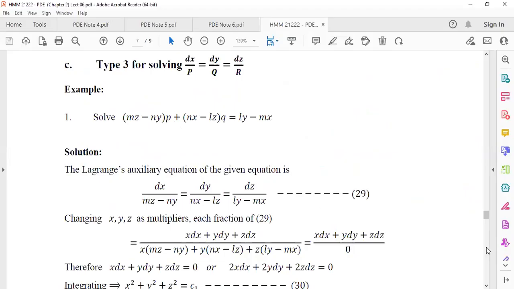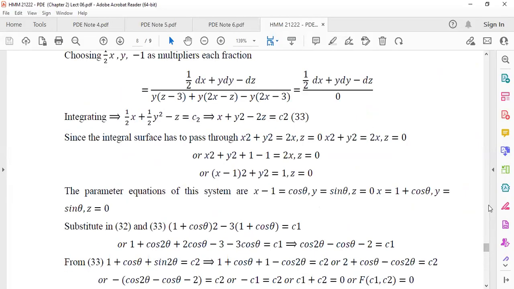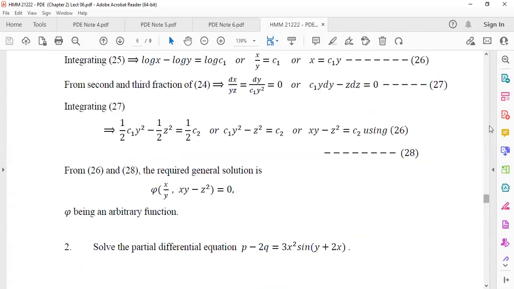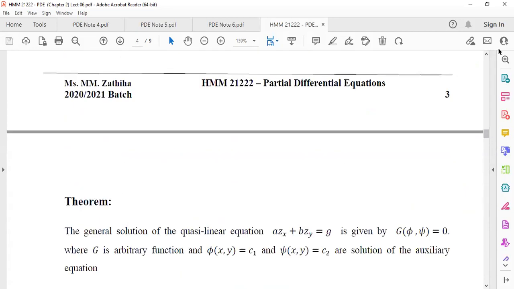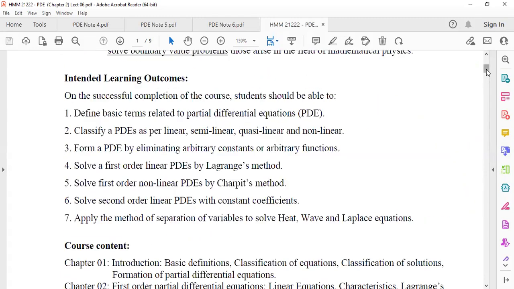So we have finished the linear part. That means Lagrange's. I'll show you this one. We have studied these two forms, so we have finished our chapter 1. You can be ready for the exams when they come.